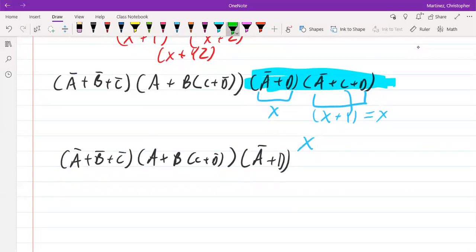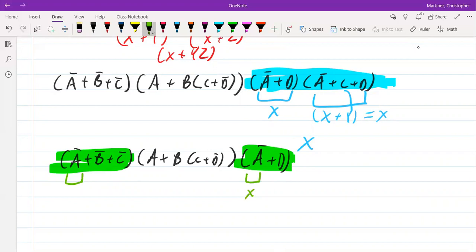Okay, next item is I'm going to look at this A bar D, and I'm going to look at this A bar, B bar, C bar. All right, so what I'm going to do is I'm going to take A bar and A bar. I'm going to have those be X. And then I'm going to have the B bar, C bar be Z. I'm going to have D be Y. So I have X or Z, and it with X or Y. And that turns out to be X plus YZ.